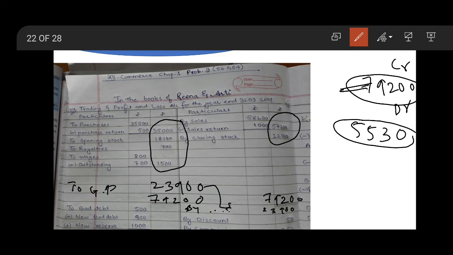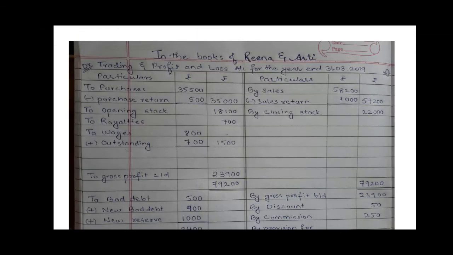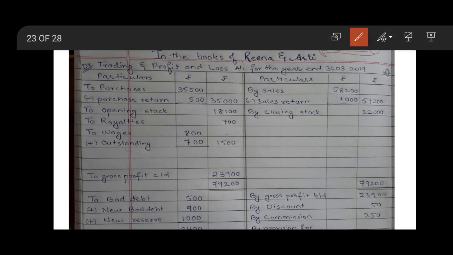23,900. It can easily be understood in this format, as I have closed the trading account here. I have taken the total of the credit side here, the same I have followed here, the balance of credit and debit side I have written here, 23,900, and named it gross profit. The same is transferred to the credit side of the next account, that is profit and loss account, by gross profit brought down 23,900. Next we'll close the profit and loss account.